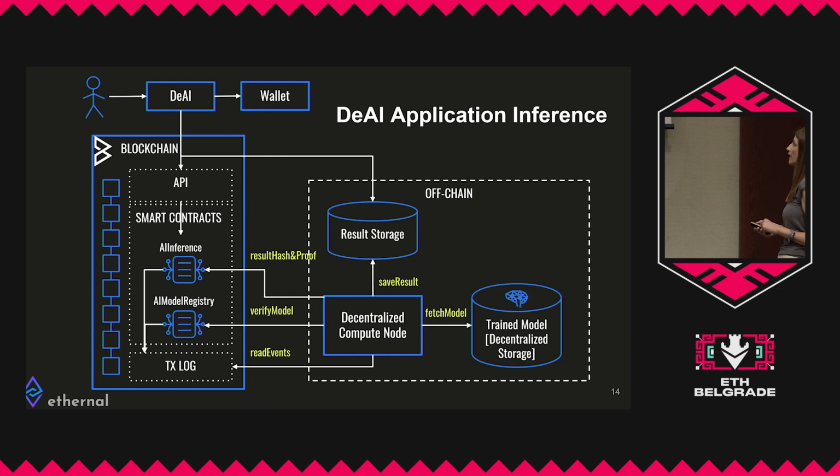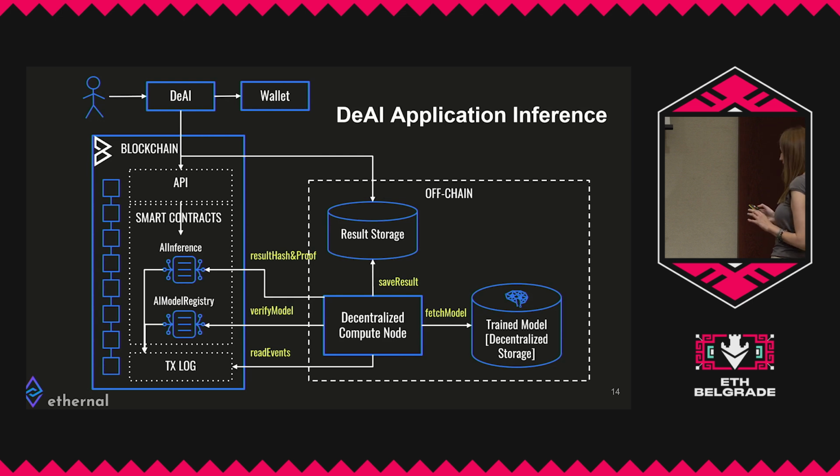Once this transaction, which calls inference, is called with its inputs, the transaction log records that transaction request, and a decentralized compute node reads events. Once the event is recognized by this compute node, it fetches the appropriate model. That model is verified on the blockchain, and it is executed with the inputs that were given by the user. Results are saved in the result storage, and all of this happens off-chain. When the result is saved, at the same time we create a result hash and a proof, and these are stored on the blockchain. And when this is done, the user can use this result hash to retrieve results from the storage.